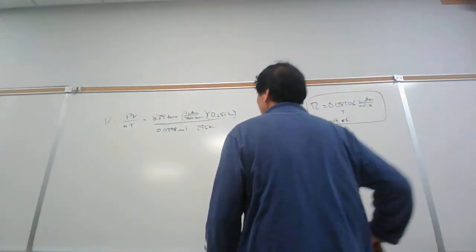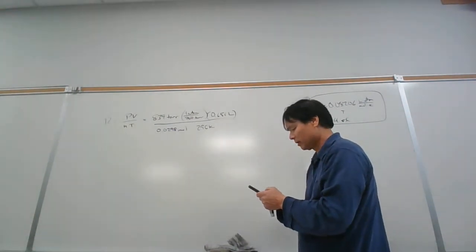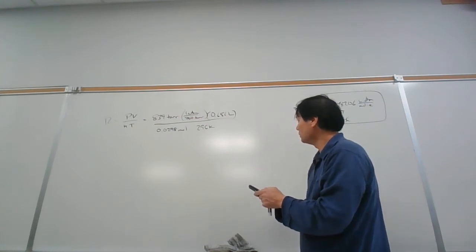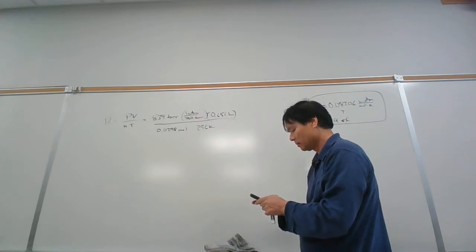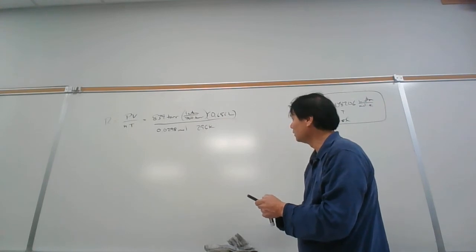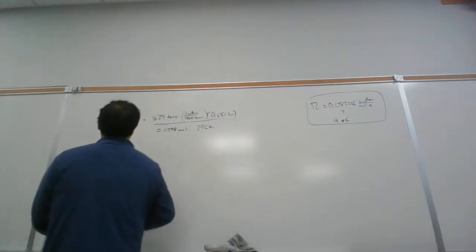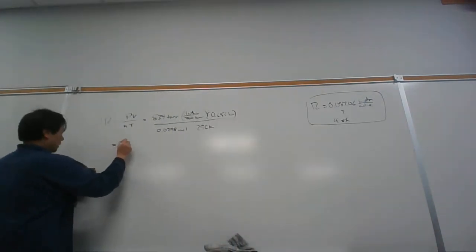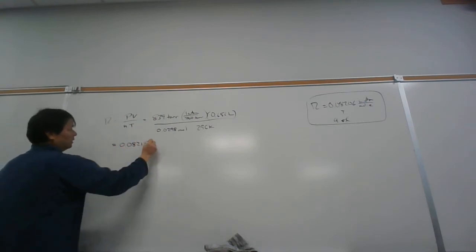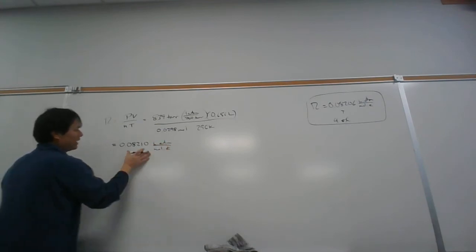My preference is not to memorize a whole bunch of different R's, but to memorize one R and then convert everything else. 839 divided by 760 will give us atmospheres, times 0.656 liters, divided by 0.0298 moles, divided by 296. This one is a little bit higher, 0.08210 liters atmosphere per mole Kelvin. So we're going to see some variation.